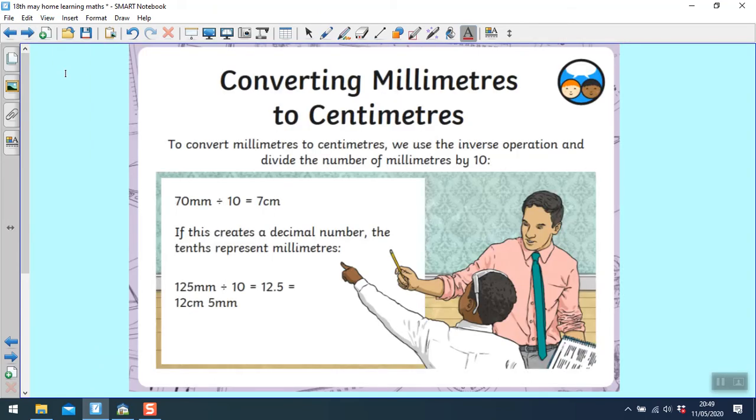Converting millimetres to centimetres. So to convert from millimetres to centimetres, we use the inverse operation. It's the opposite way. And we divide the number of millimetres by 10 because our centimetres number is 10 times smaller than our millimetres number. So 70 millimetres divided by 10 gives us 7 centimetres. If you end up with a decimal number, we're going to just turn it into centimetres and millimetres for today. So 125 millimetres divided by 10 is actually 12.5. But we're going to call that 12 centimetres and 5 millimetres.